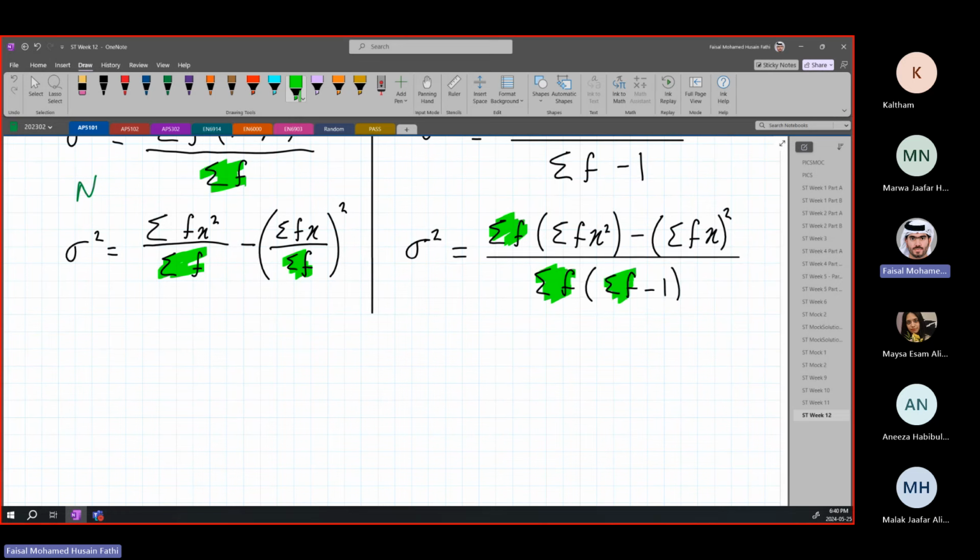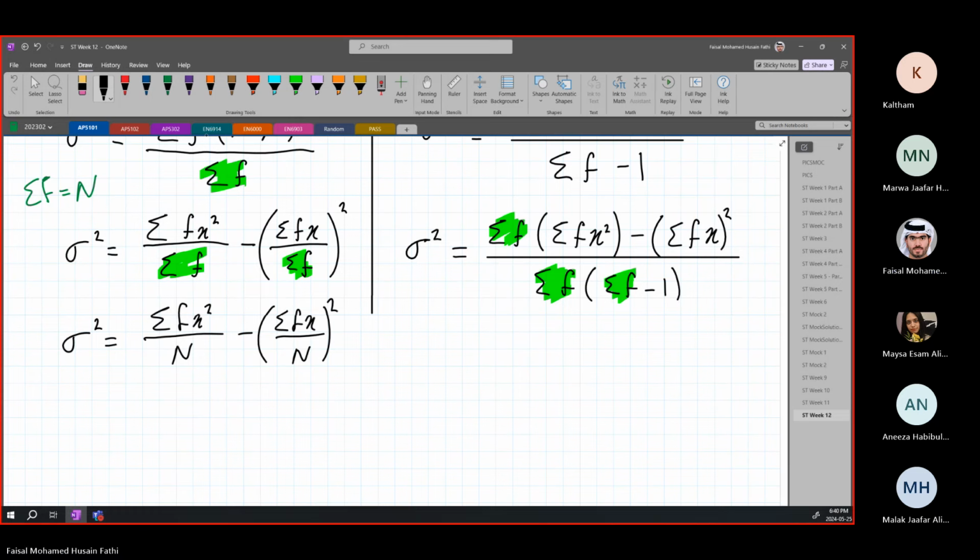This is what sigma f is, the ones that are outside. So sigma f is simply equal to n. If you want to even further simplify it and understand it better, this is going to be sigma fx squared over n minus sigma fx over n squared.